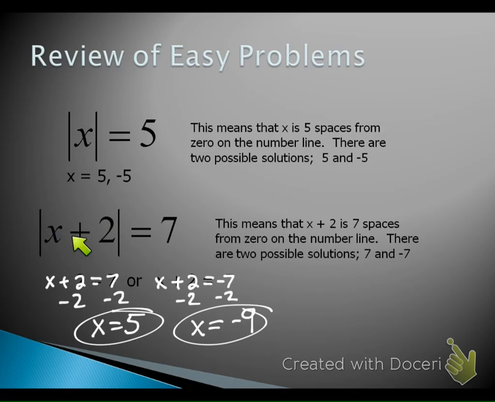And of course, if you plug those into the original, if you plug 5 in here, you'd get 7. The absolute value of 7 is 7. If you plug -9 in, -9 plus 2 is -7. The absolute value of -7 is 7. So that's how this one works out. What are your questions?